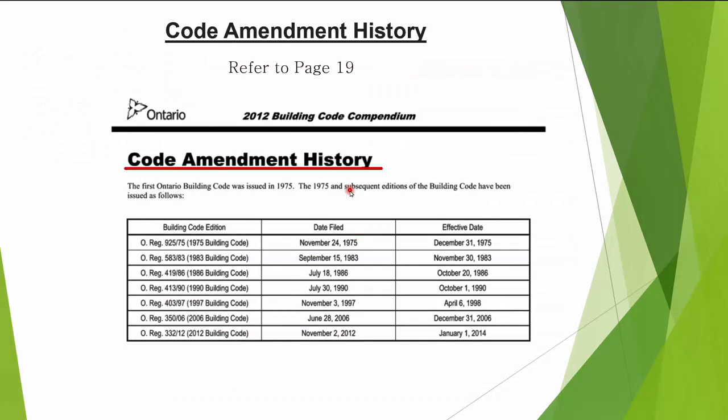Now, code amendment history. I just wanted to give you a little bit of history. Now, the first building code was issued in 1975. Now, the 1975 and subsequent editions of the building code have been issued as follows, and so it is until November 2nd, 2012.